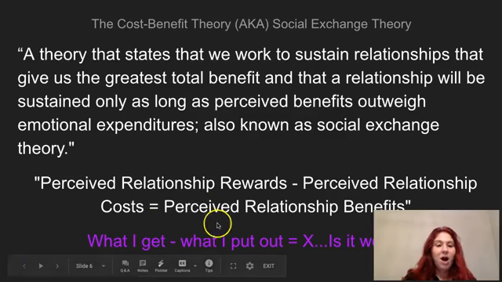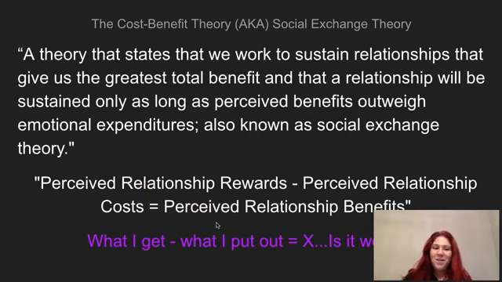Let me go back. The basic formula for this and why you can prove it is because it is a formula: perceived relationship rewards minus perceived relationship costs equal perceived relationship benefits. So what I get minus what I put out is X, and then you can ask yourself, is it worth it? And that's what you get to decide in any kind of relationship.